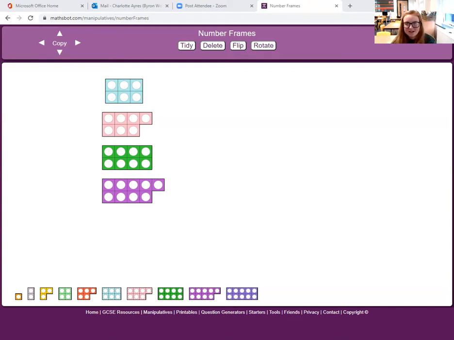Triangle, square, rectangle, triangle. Triangle, square, rectangle, triangle. So what would come next? So I've done rectangle, this is my core here. What would come next? So I've got at the end of this pattern triangle, square, rectangle, triangle.